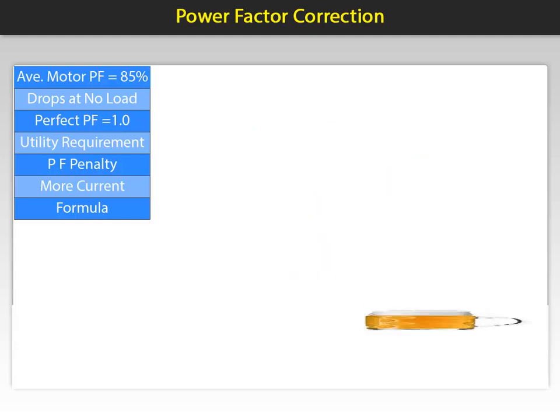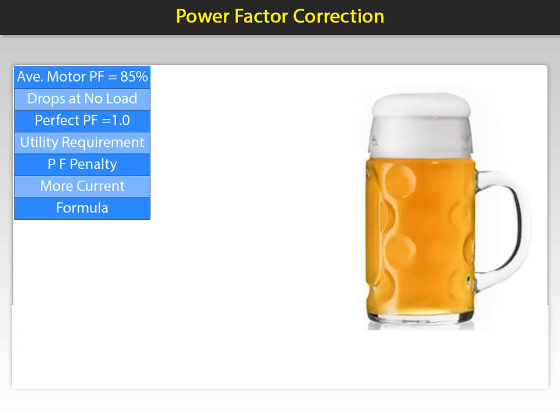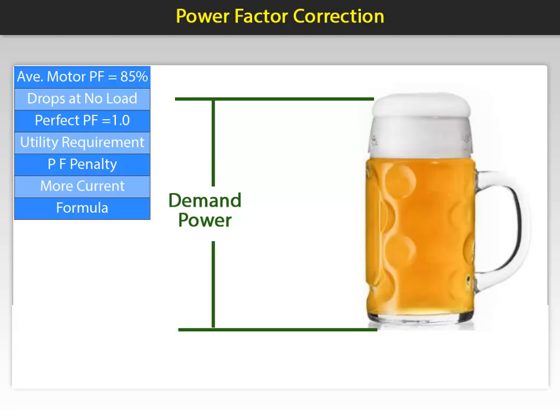Since everybody likes beer, perhaps this can better illustrate the concept. The entire mug of beer represents the total demand power. The foam represents the wasted power and the amber fluid becomes the useful power.